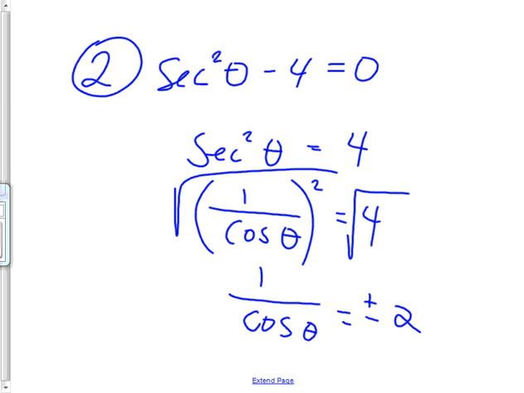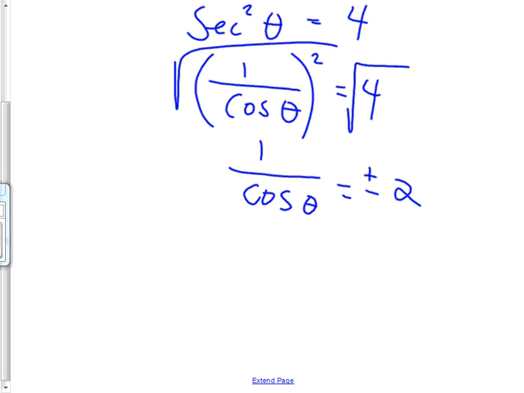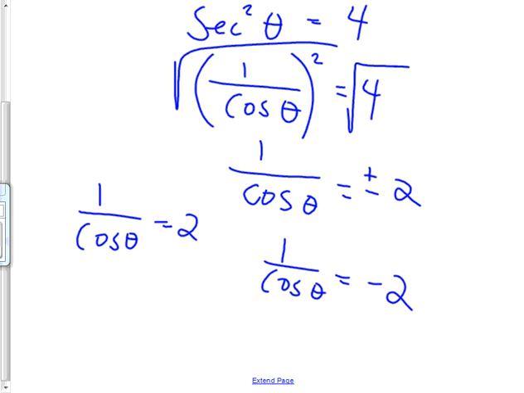All right, next thought. If I want to get that cosine to be completely alone, I'm going to have to get rid of that 1 over cosine. I could have done that earlier in the problem, but this is going to work. So I'm going to get 1 over cosine of theta equal to 2, and I'm doing the other side, 1 over cosine of theta equal to negative 2. Still trying to get that cosine alone, I'm going to multiply both sides by cosine, and I'll have 1 equals 2 cosine theta. Then I'm going to divide by 2 on both sides, and I'll have cosine theta is equal to 1/2 on this side.